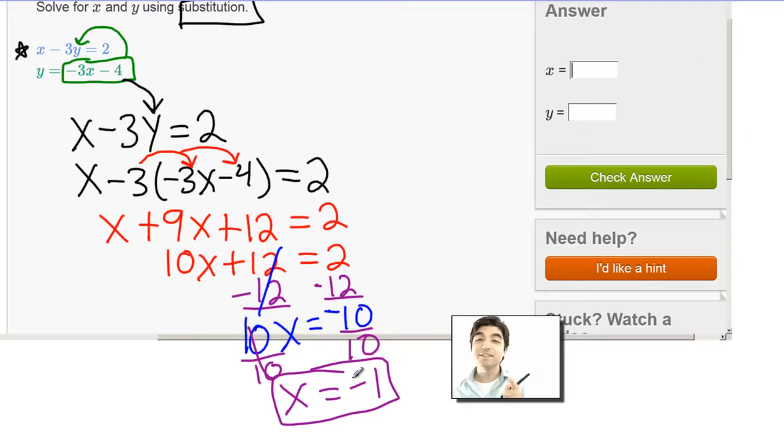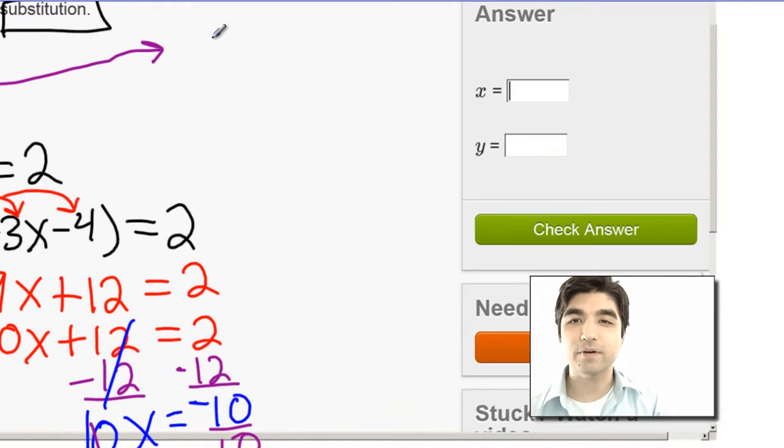Okay, so do you know what to do with this x? We need to take this negative 1 and plug it back into one of these equations, and you can choose. It can be this one, or it can be this one. I think the second equation looks easier to do, so let's rewrite the second equation: y equals negative 3x minus 4.